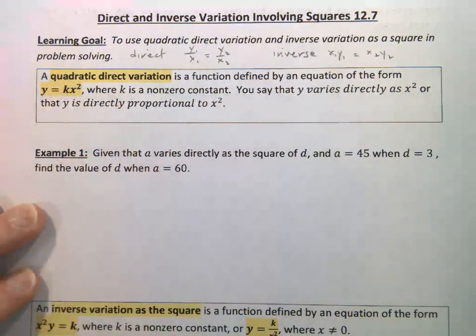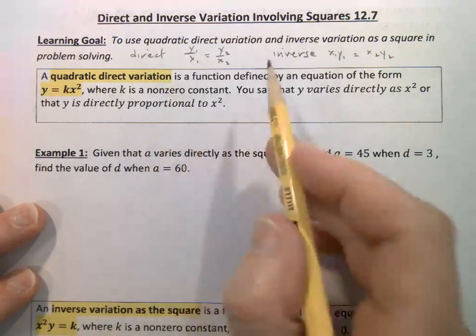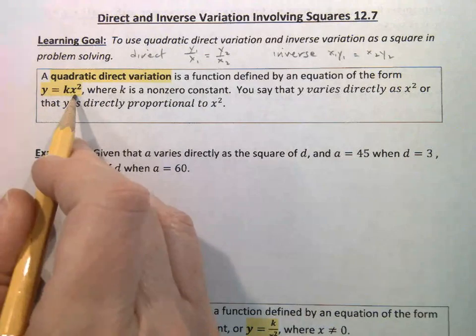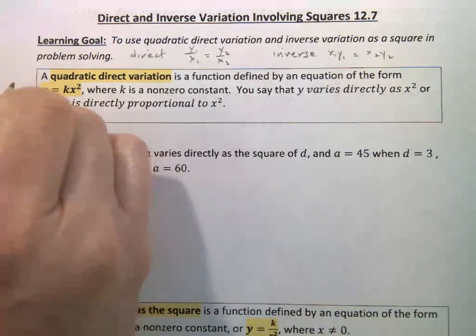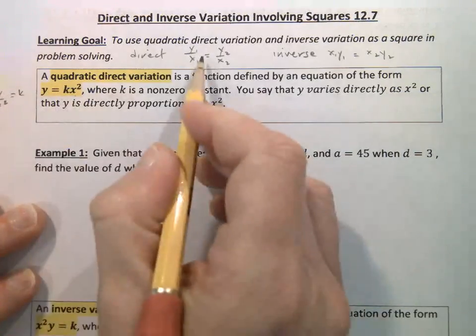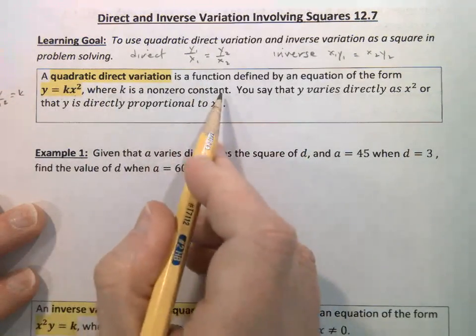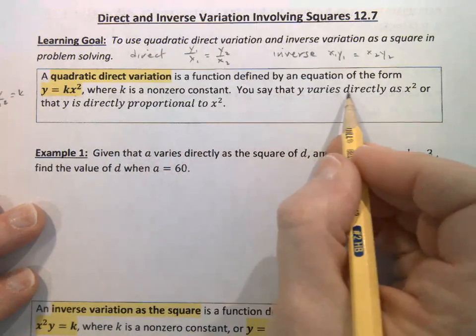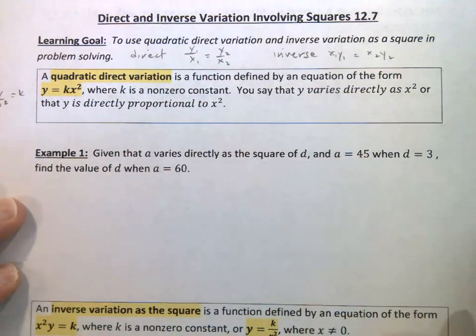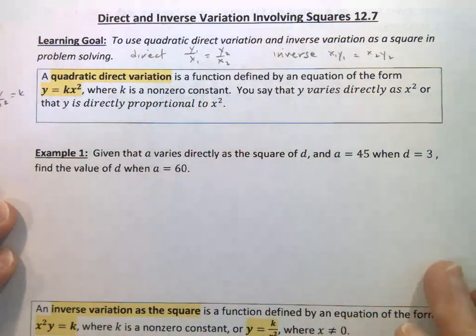Okay, so a quadratic direct variation is a function defined by an equation of the form y equals kx squared. Okay, now think about this. If we're solving for k, it would look like this, which is where we get our proportion from, where k is a non-zero constant. You say that y varies directly as x squared, or that y is directly proportional to x squared. So here's the proportional part.